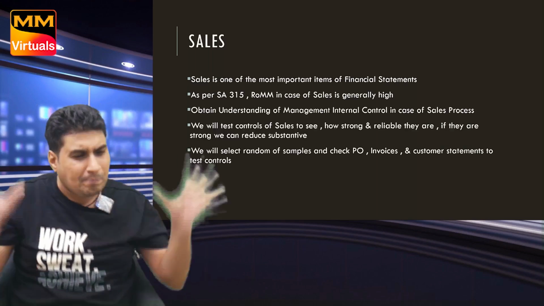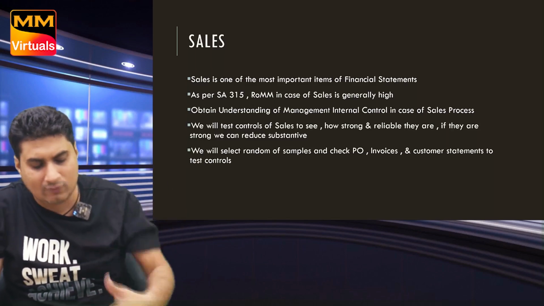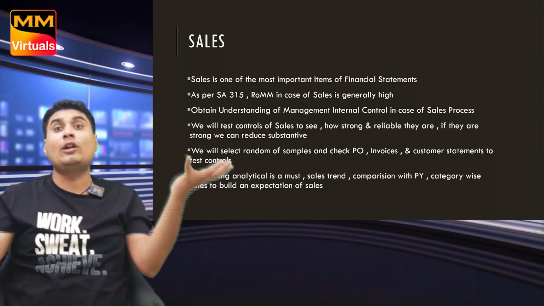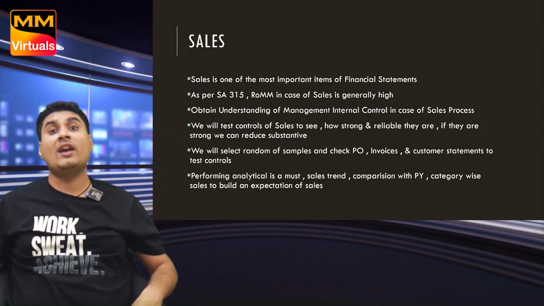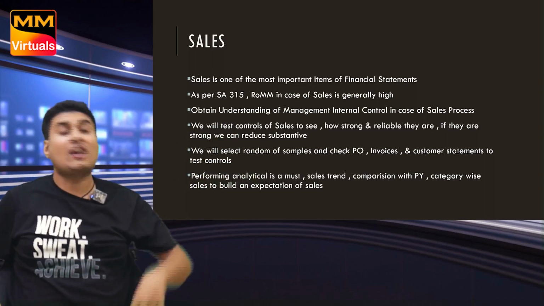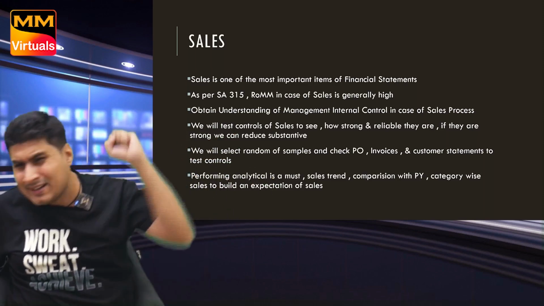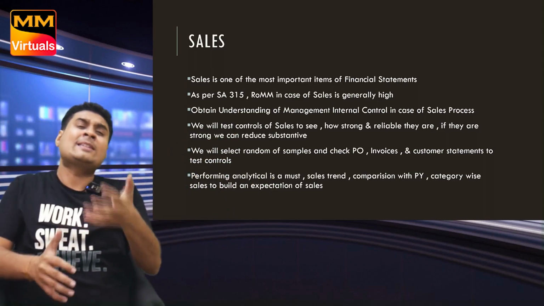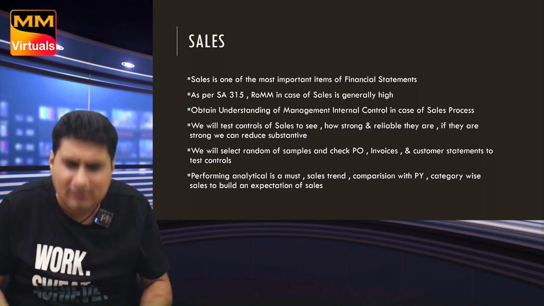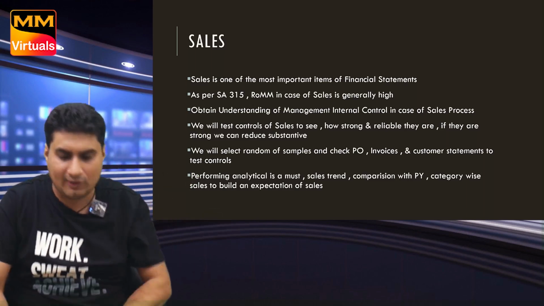We will check a sample of items for purchase order, invoice, etc. to test control. We can also do analytical procedure. Do month-wise sale, compare with last year, and see the trends in the sale to understand whether risk is more or less. This is the general thing; the main thing we are starting now.